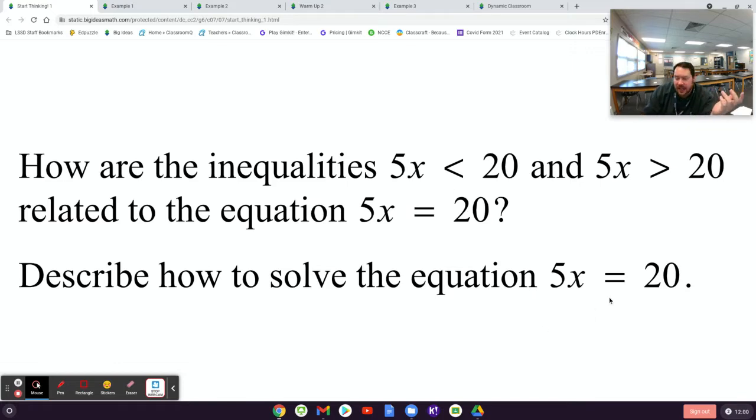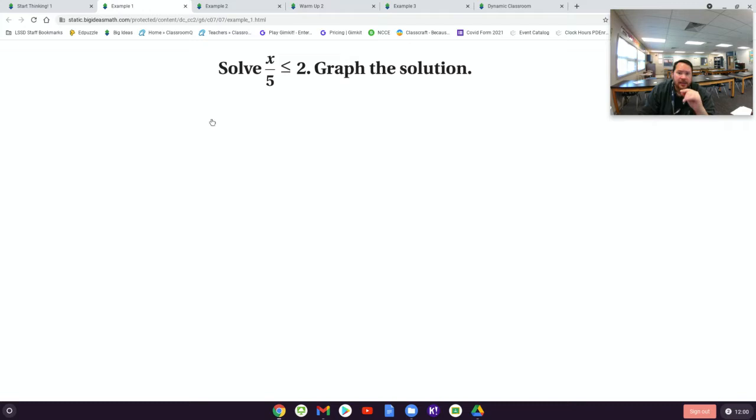To solve 5x equals 20, you would divide each side by 5 because that's the inverse operation of multiplying, and you would get x equals 4. You do the same thing when it's an inequality. So this should be straightforward. There is one tricky exception. So we're going to jump right into trying this one here.